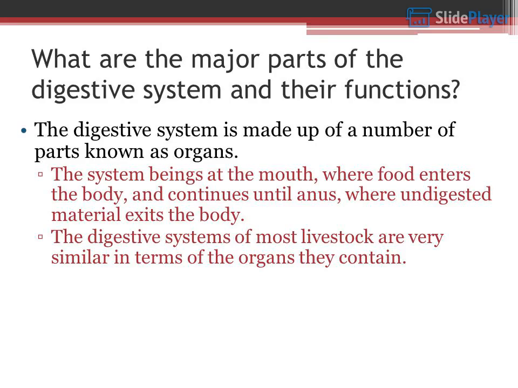What are the major parts of the digestive system and their functions? The digestive system is made up of a number of parts known as organs. The system begins at the mouth, where food enters the body, and continues until the anus, where undigested material exits the body. The digestive systems of most livestock are very similar in terms of the organs they contain.